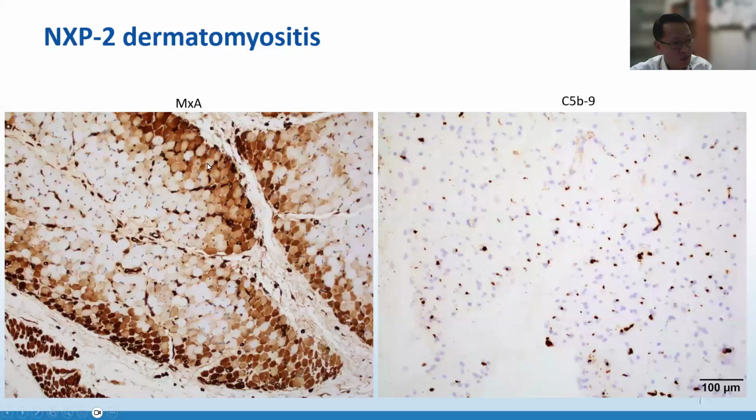Mix A shows this strong perifascicular myofiber staining as shown here. The most useful staining in telling NXP2 and TIF1 gamma from all other types is the C5b9 staining. So you can see there's no necrotic fibers in this field, but there is very prominent capillary staining.